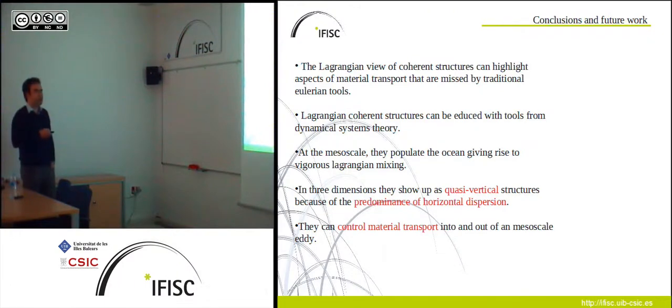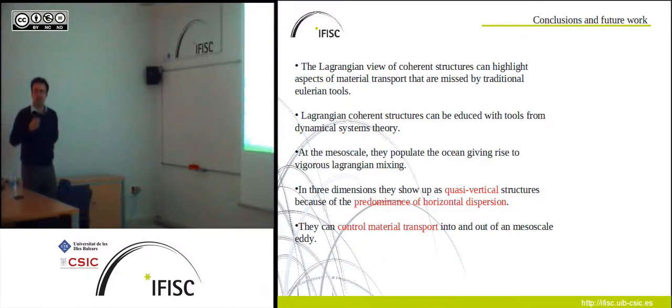And basically, this is what I wanted to show you, some conclusions. So like I showed you, the Lagrangian view can highlight aspects of material transport that are missed by traditional Eulerian tools. We can use the tools from dynamical systems theory to study Lagrangian coherent structures. At the mesoscale, they populate the ocean, giving rise to strong mixing. In 3 dimensions, actually the main objective of our work was to see what happened in 3 dimensions, and we see they show up as quasi-vertical structures because horizontal dispersion dominates.